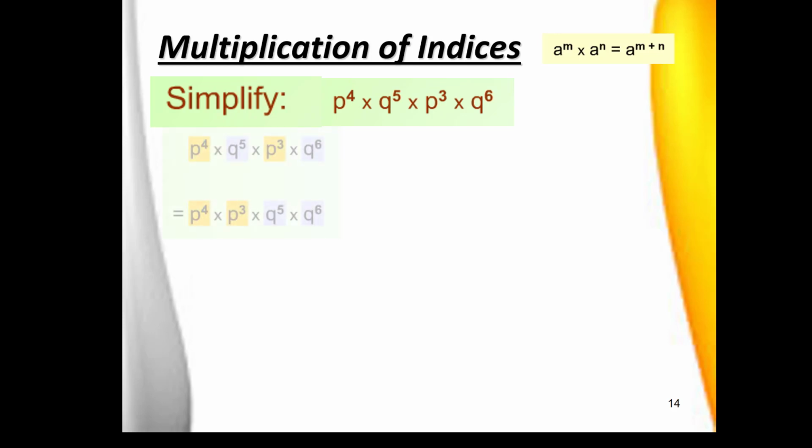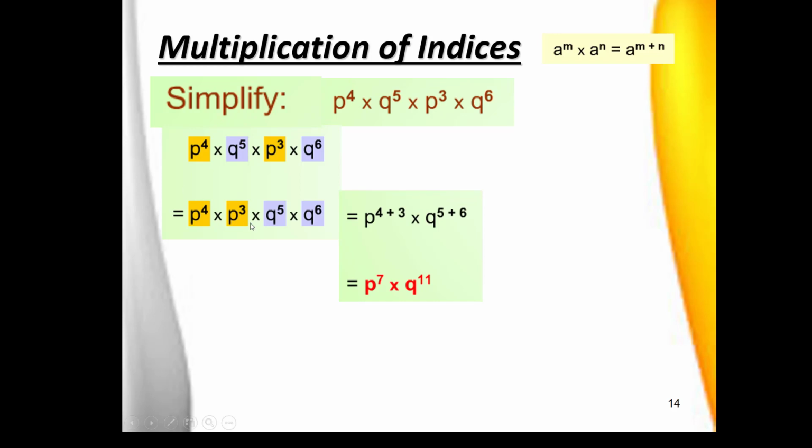For example, you have p power 4 q power 5 times p power 3 q power 6. You can see the base only has two different types, one of them is p, one of them is q. So you put the p's together and the q's together, separately. When p is put together, the first has 4, the second has 3, so altogether there are 7 of them. Then for q, the first one you have 5 of them, and the next one you have 6, so together you have 11 of them.